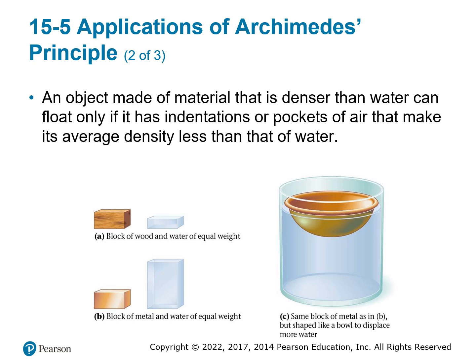So an object that's denser than water can float only if it has indentations or little pockets of air that make the average density less than that of water. So if you have a block of wood and water of equal weight, or a block of metal and water of equal weight, it's not really going to float as well. But then if you shape the object to where it has indentations or a giant pocket of air, like a bowl, then it's able to float a lot easier. Less dense materials are going to float.